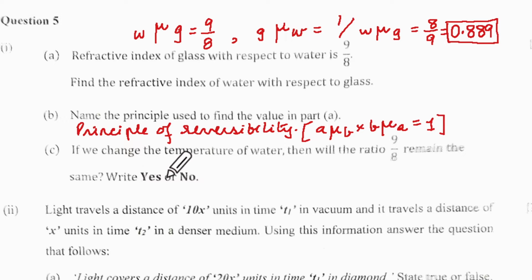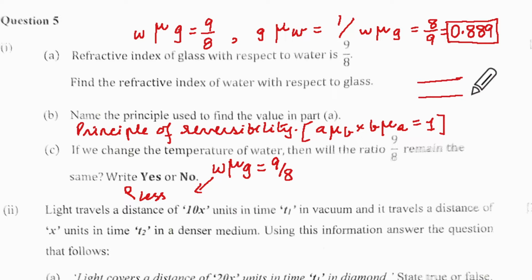If we change the temperature of water, will the ratio 9 upon 8 remain the same? Now 9 upon 8 is where I am having W mu G, and that is 9 upon 8. Now we are having the heating of water, let us say. That means the density of water is going to become lesser. So if the density or the optical density becomes less, then when it enters the glass, it is going to change the path. Let us see.